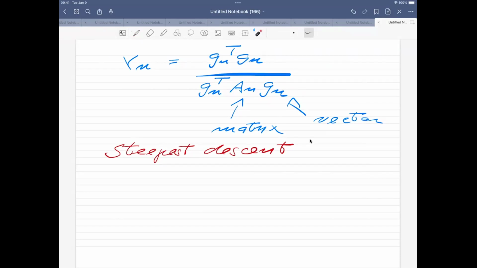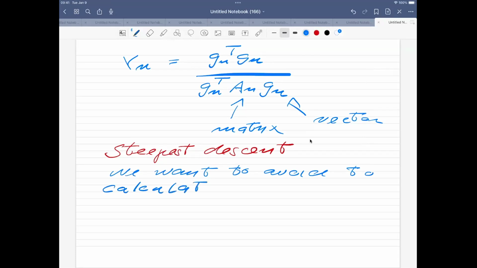So what we want to do now is to avoid calculating the second derivative. The strategies which we are going to implement now avoid calculating this matrix A of n, which is the second derivative with respect to the parameters alpha of E of n at an iteration n, because this is going to be complicated and involved.